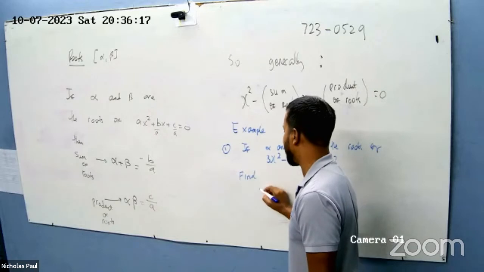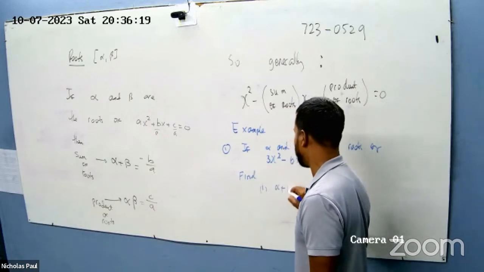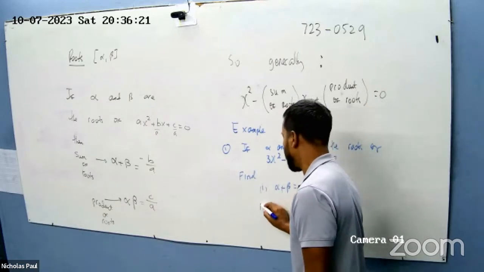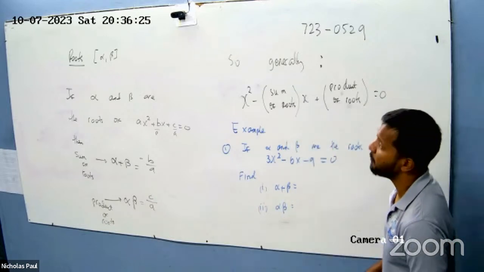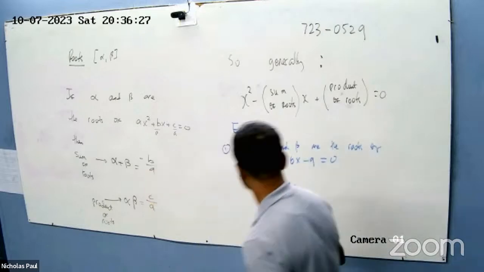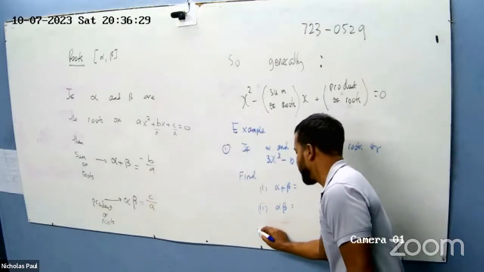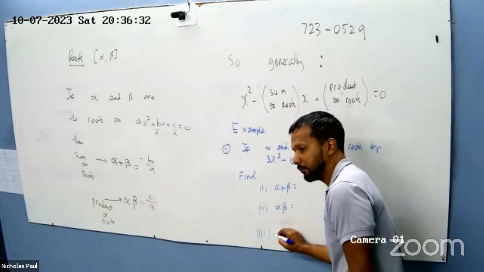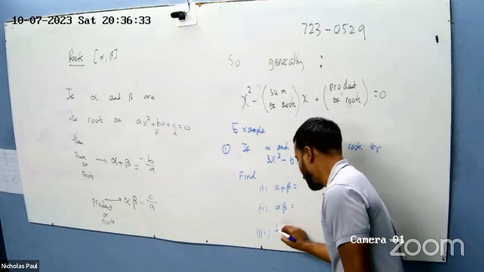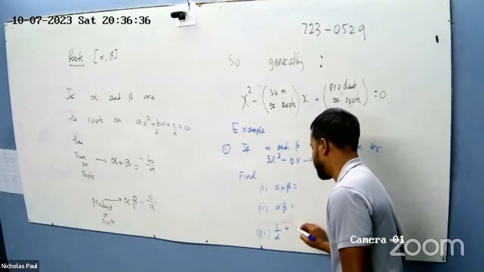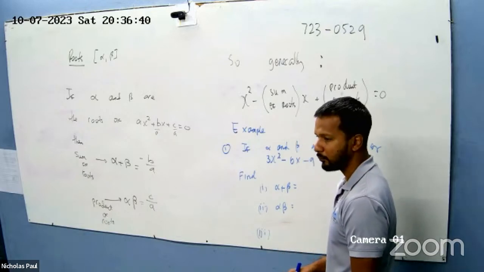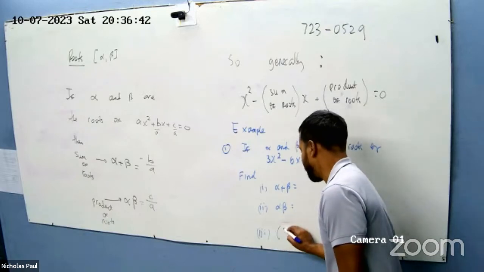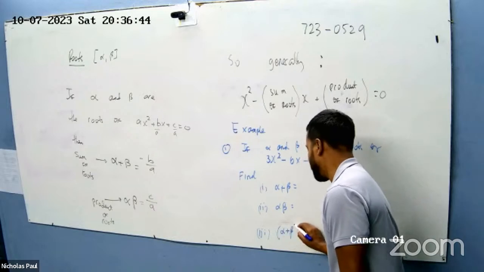Let's see if we can find part 1, alpha plus beta. Then let's see if we can find alpha beta, and let's make it a little more complicated. Let's see if we can find 1 on alpha plus 1 on beta. Now everybody else here, let us try to find alpha plus beta squared.